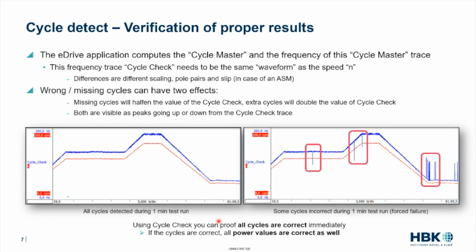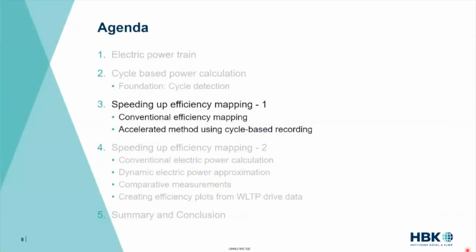So the only big error you can introduce into your power measurement is wrong cycles. And that's why power analyzers very often fail in run-up periods or in fast changes of the speed, because they fail to track the cycle. Okay, that's all basic stuff, cycle detection. And that's how we do it.